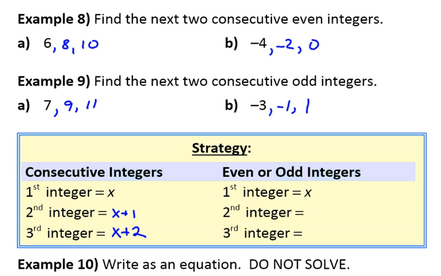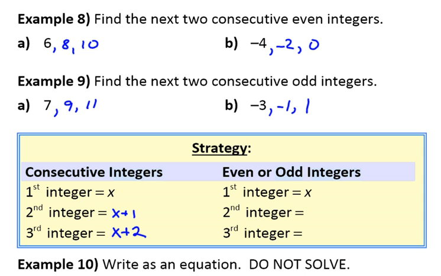So compare that to the even and odd. Notice that in example 8, to get from the first even number, 6, to the next one, I added 2. And then to get from the first one to the last one, I added 4. But notice that in example 9, in the odd ones, it is exactly the same. I start with 7, and to get to 9, I add 2. I have to add 2 because I'm going to skip over the ones that aren't odd. So for both even or odd numbers, it works for both of them.